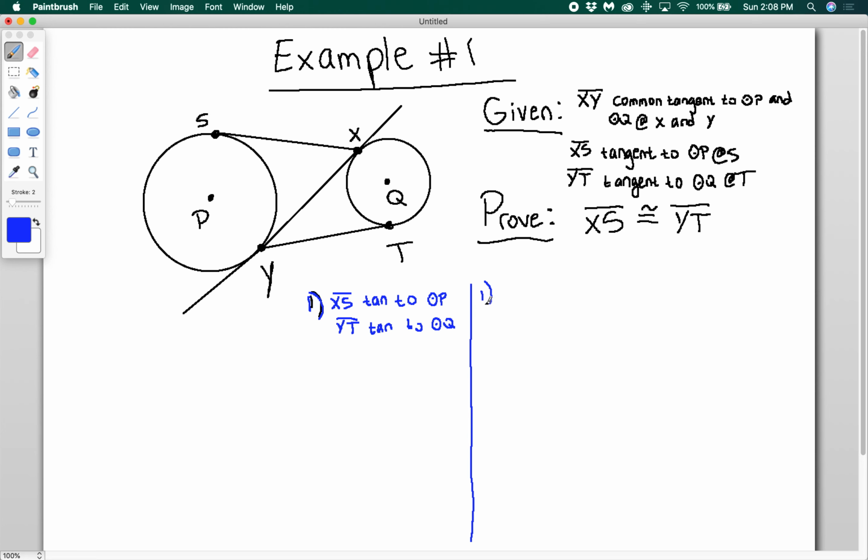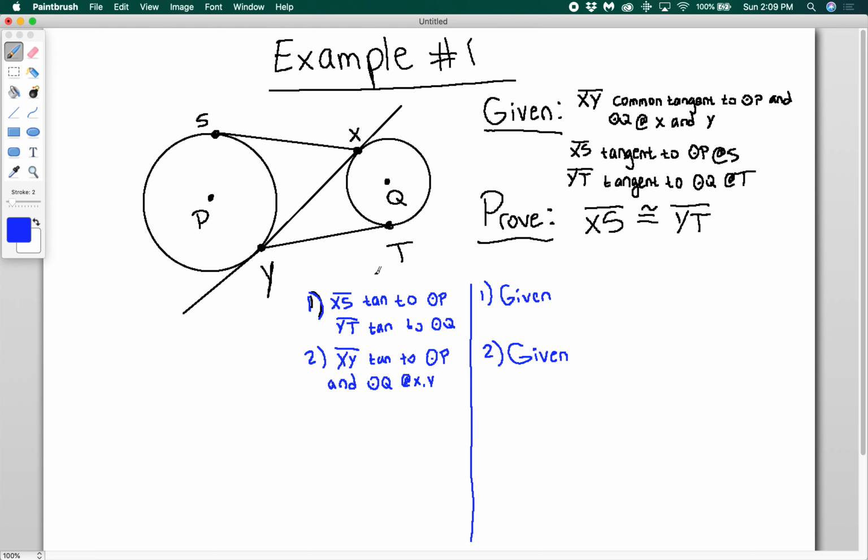How do I know that? Because it was given to me. What else is given to me? Well, I also know that XY is tangent to both circle P and circle Q at the points X and Y. And that was also given. Okay, so what conclusions can I draw from this? What can I do here?